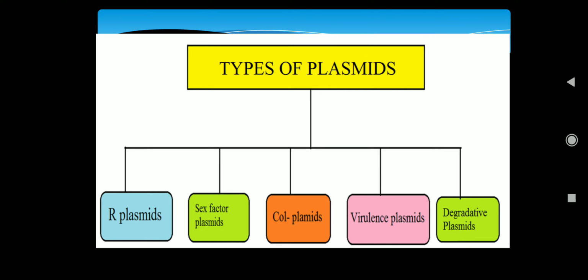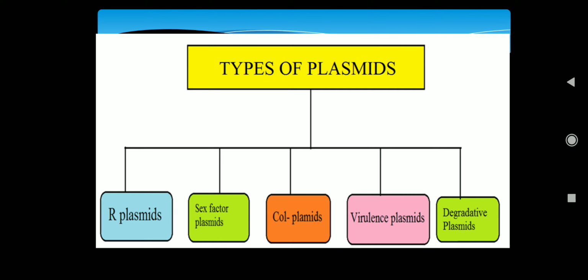Then we have col plasmids. Col plasmids are plasmids which produce colicins. These colicins are proteins that prevent growth of certain susceptible bacterial strains that do not contain a col plasmid. So these col plasmids are E. coli plasmids. They are responsible for producing colicins.